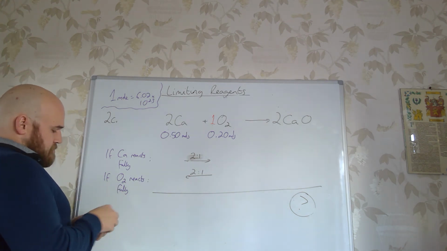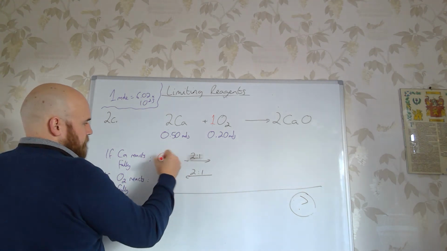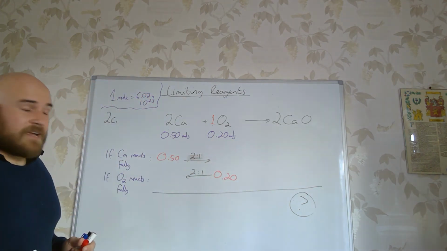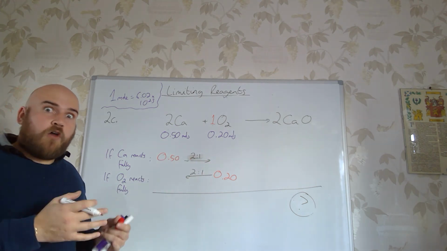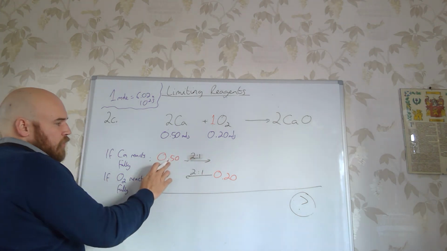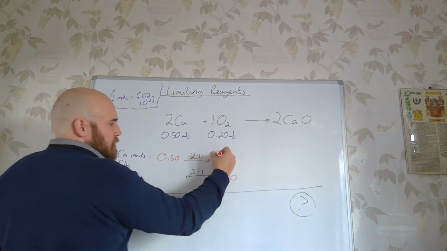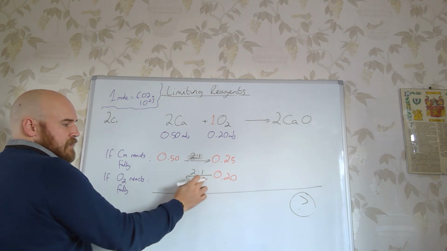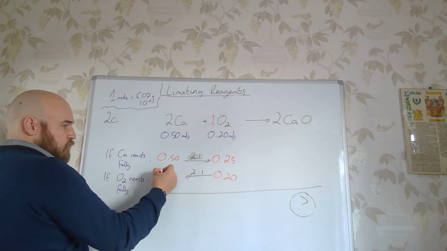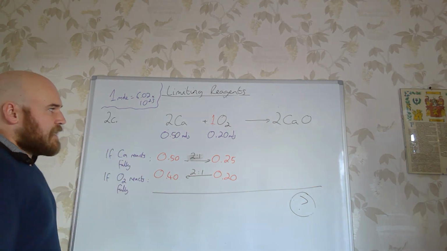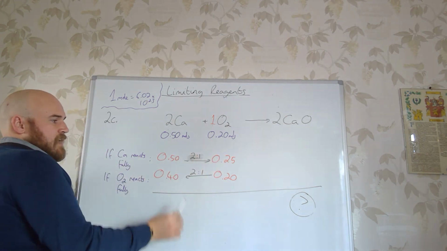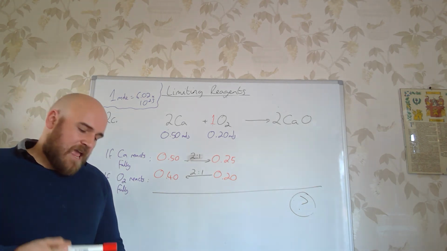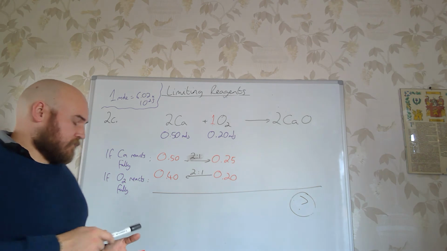So I know 0.50 there and 0.20 there. Now I can work out, by just going along these arrows, how much of the other chemical I actually need. Well, 0.5 in a 2-to-1 ratio means that must be 0.25. And 0.2 in a 1-to-2 ratio, because we're going this way, would mean 0.4. So let's have a look. Here's what I've got at the start. Here are the two possibilities. Which one can actually happen? Which one do I actually have enough of the reagents for the reaction to occur?